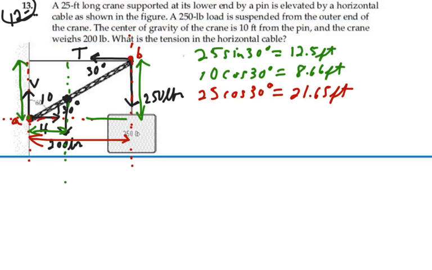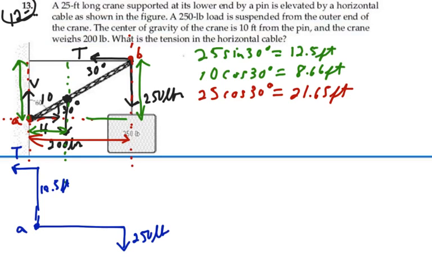If I did a quick torque diagram, it might look something like this. Here's point A, and up here I've got a tension force with a moment arm of 12.5 feet. And then over here I've got a 250-pound force with a moment arm of 21.65 feet. And then here I've got a 200-pound weight force with a moment arm of 8.66 feet.